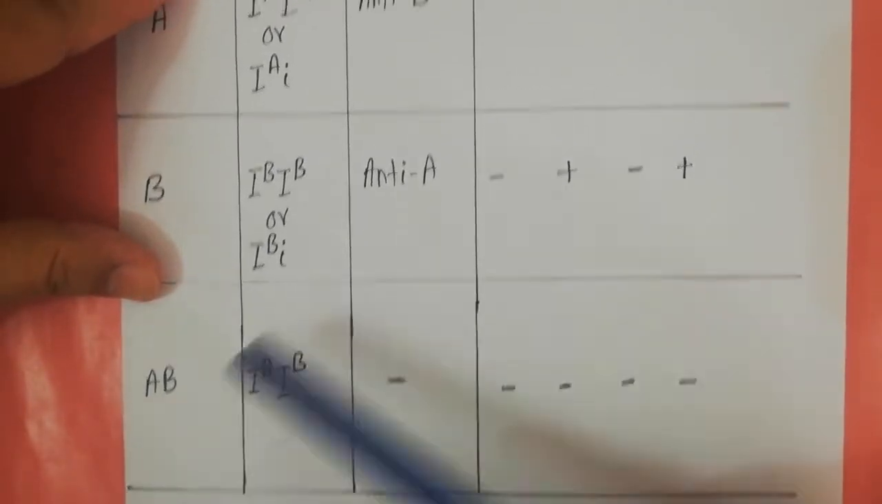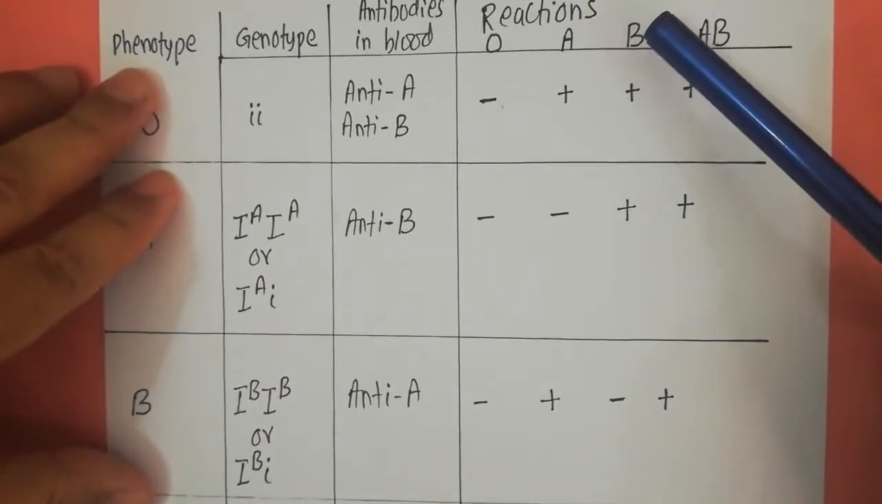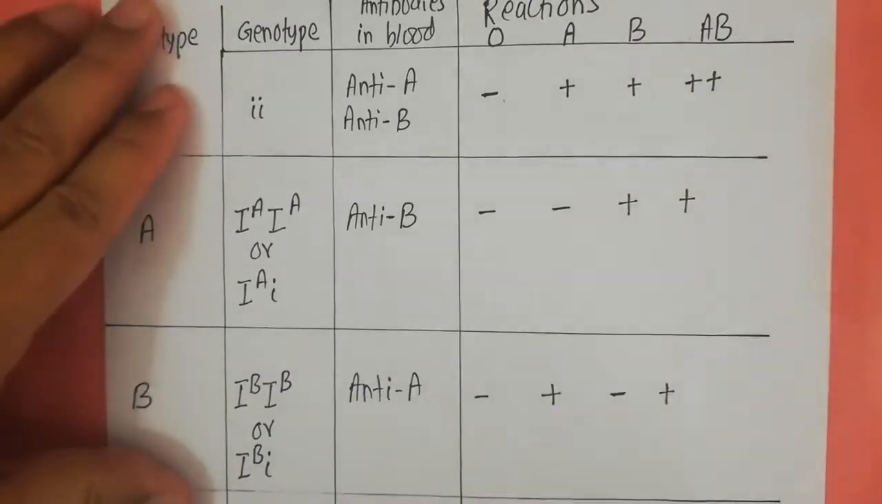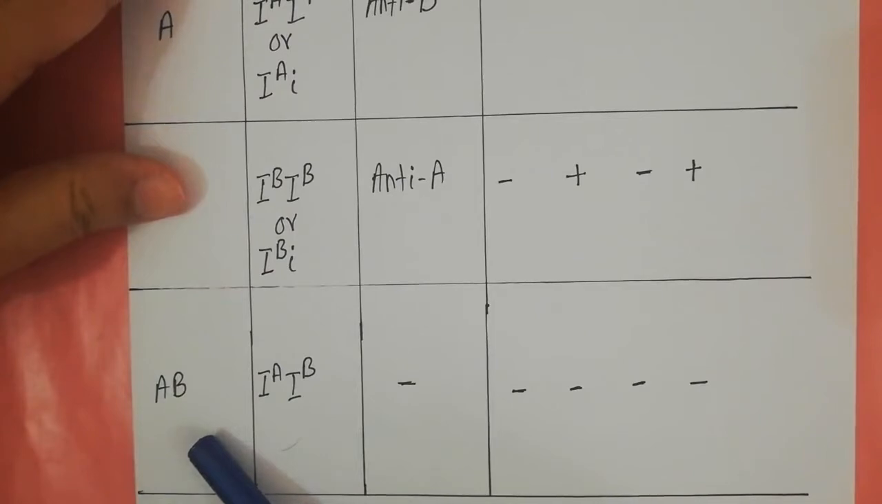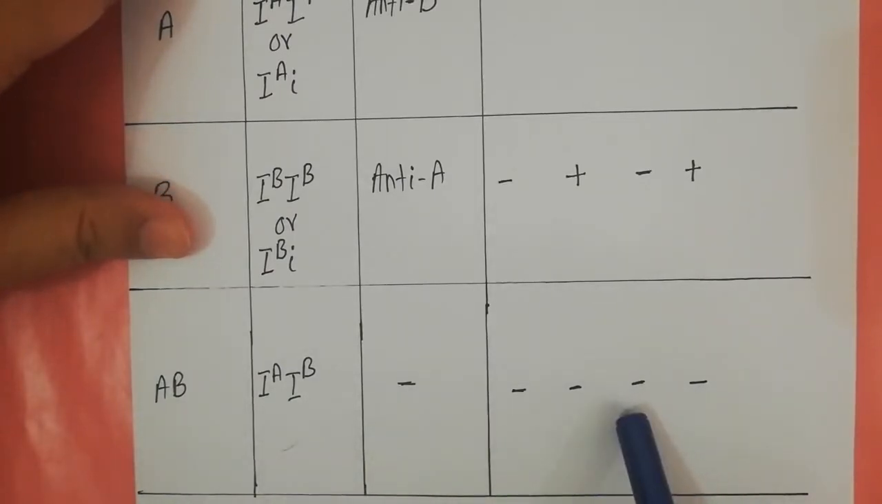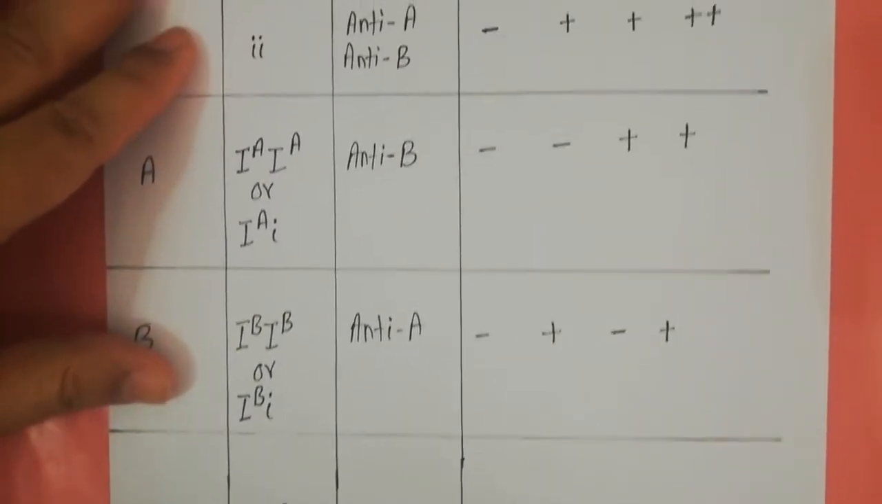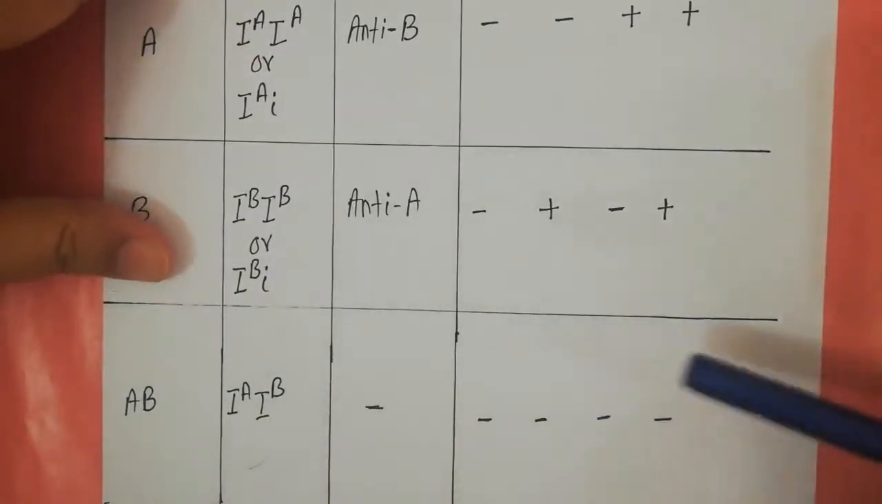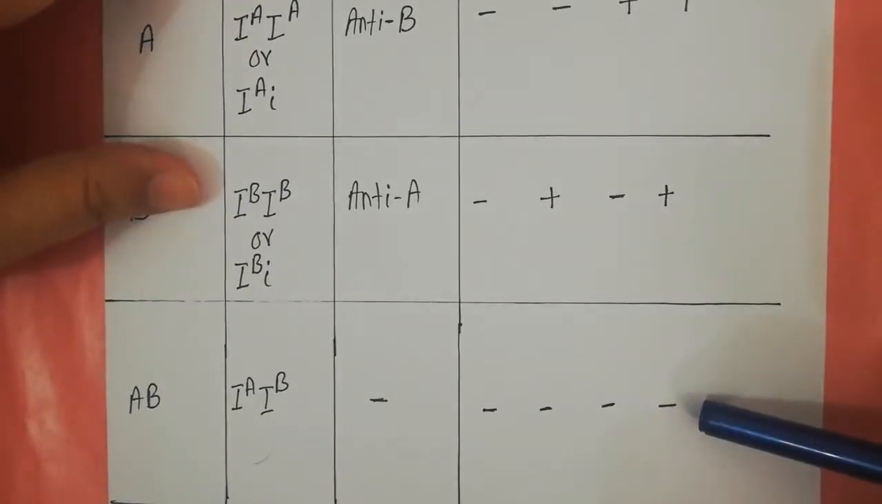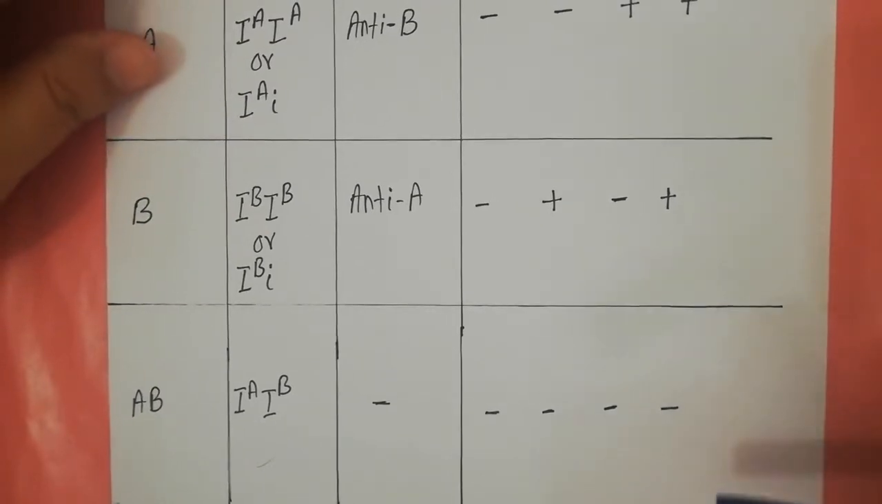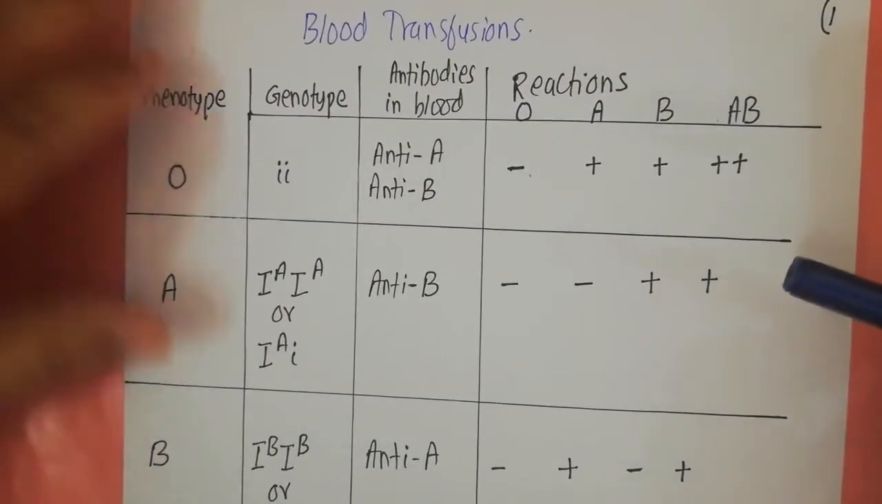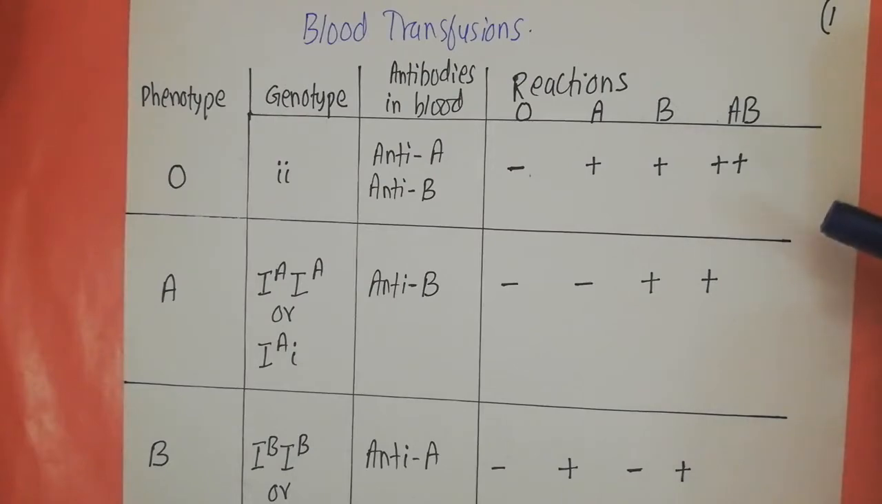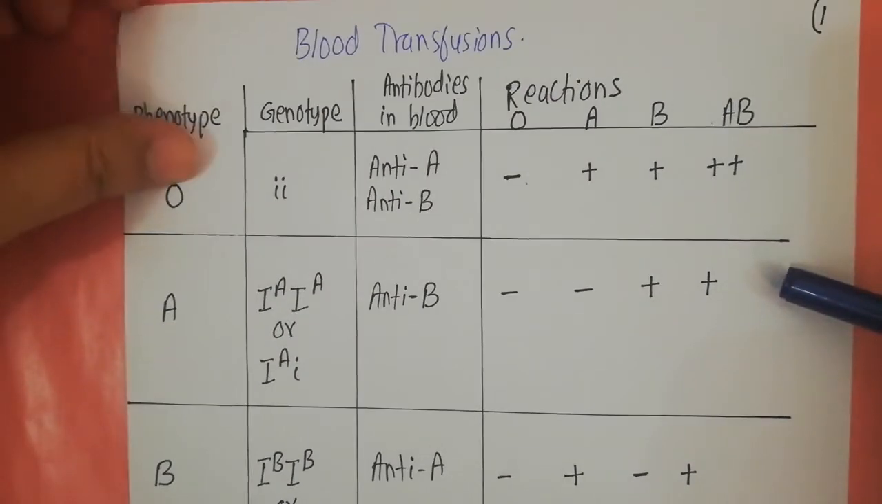Similarly, if you give an AB individual a B type of the blood, the B antigen is already present in the AB individual, so there will be no clumping. Similarly, if you give an AB individual an AB blood, that is his blood type, this means there will be no clumping. So when there is clumping, that means that particular transfusion is not allowed, and when there is no clumping, those transfusions are allowed.